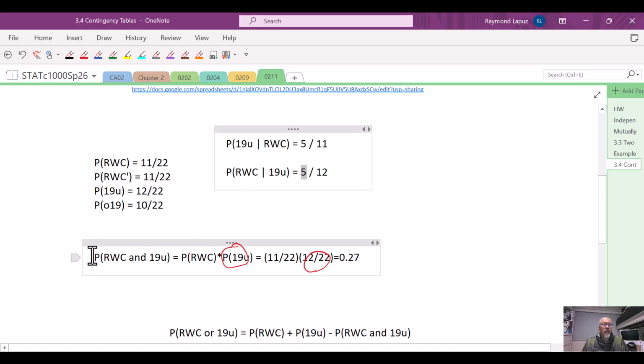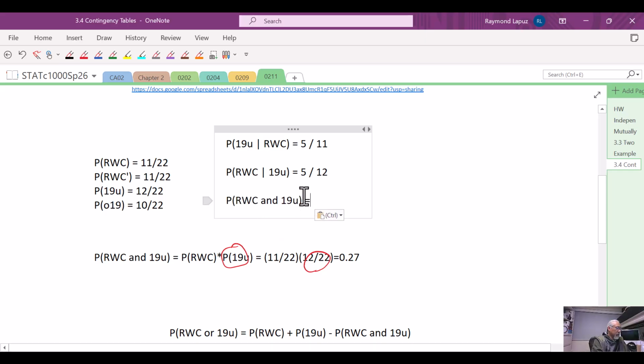Now when we come to this question, what's the probability that somebody is 19 and under and lives in Redwood City, or vice versa? Then we say it's going to be the probability that somebody lives in Redwood City times the probability that they are 19 and under, given that they live in Redwood City. Okay.